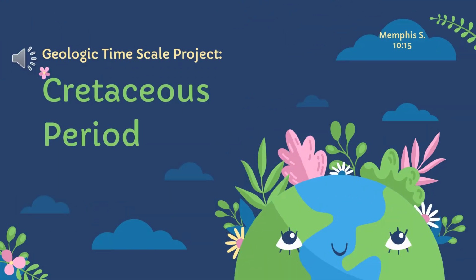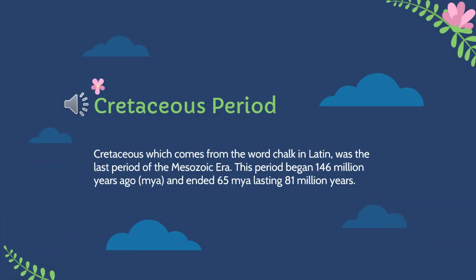Geologic Timescale Project, Cretaceous Period. Cretaceous, which comes from the word chalk in Latin, was the last period of the Mesozoic era. This period began 146 million years ago and ended 65 MYA, lasting 81 million years.